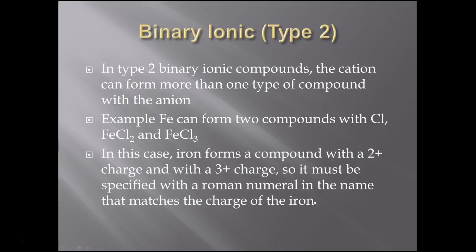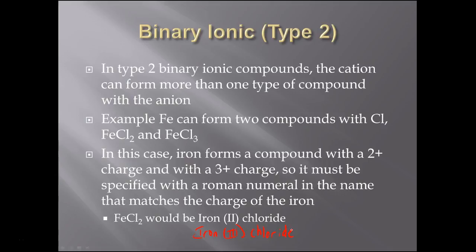In the FeCl2 it has a 2 plus charge, and with the FeCl3, the iron chloride 3, it has a 3 plus charge. Because of this, we have to make sure that when we name it, we specify that charge with the Roman numeral. And that Roman numeral comes after you name the iron. So FeCl2 would be iron 2 chloride, and if we wanted to name FeCl3, it would be the exact same thing, but it would be iron 3 chloride. So that Roman numeral always comes after your cation and before your anion.